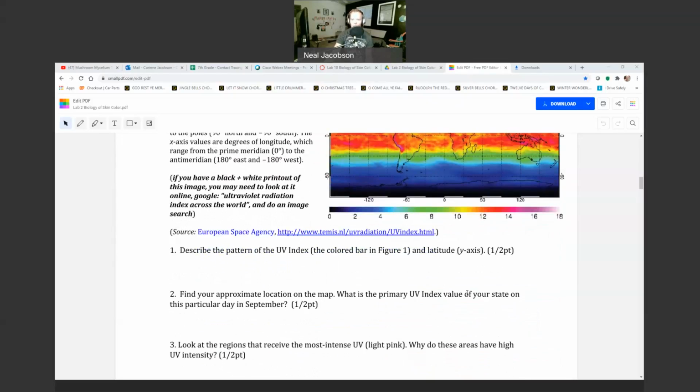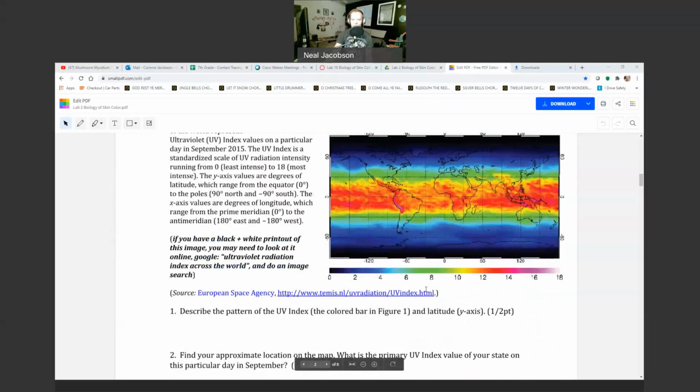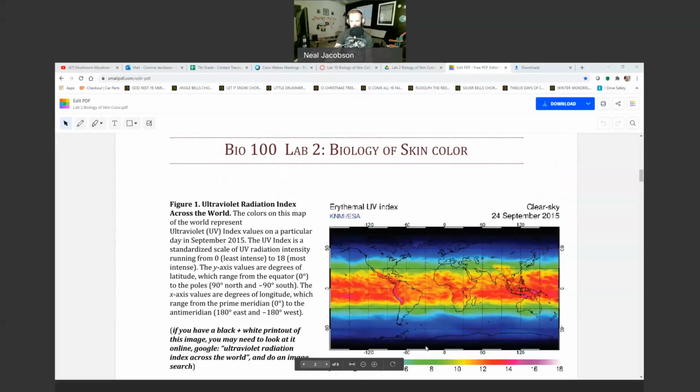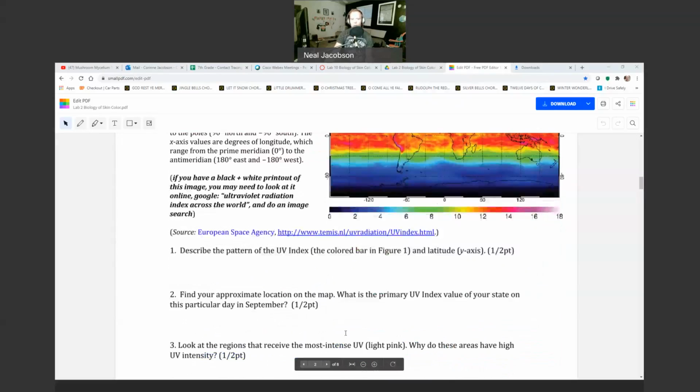But it said, what's the UV index value of your state on this particular day? Well, if we look, it's in the green. I mean, Arizona's right around here. And so we'd say an 8, 8.5.